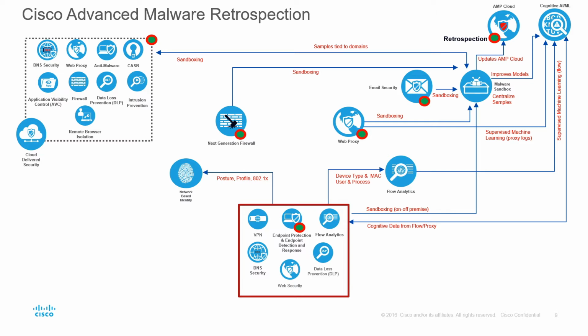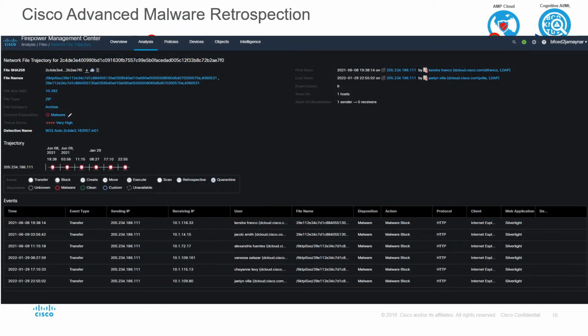So we'll flag that SHA as an example as a retrospective event. You need to look left. And here's an example on the next-gen firewall platform where there is a flag here that says retrospection. So pretty neat.